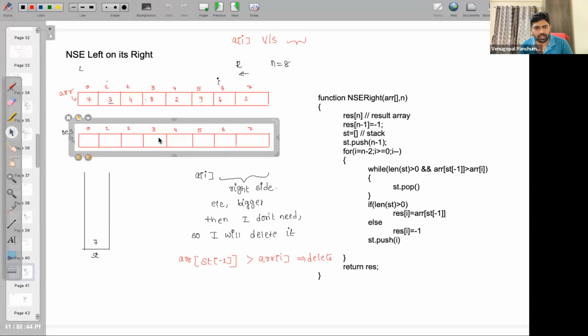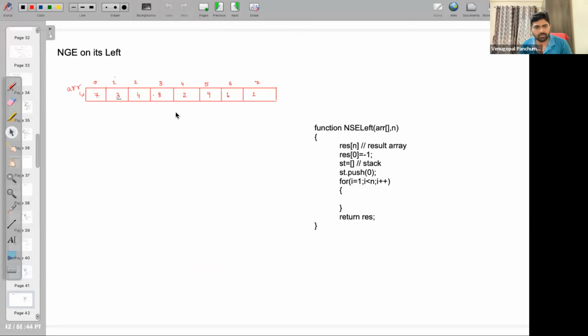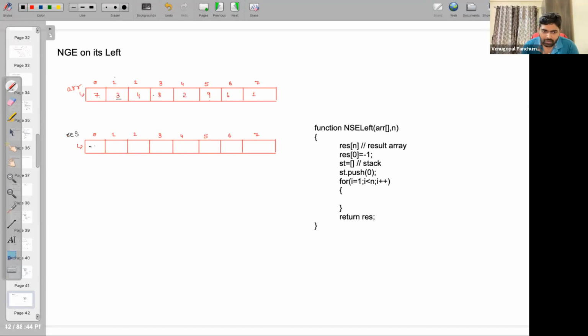So I'll take the result array. Now see friends, without a second thought, happily I will put -1 here. Yes, of course you can keep it because nothing is present on its left side. Whether it is greater or smaller, there is nothing on the left. So you can keep -1 and you put this index here.